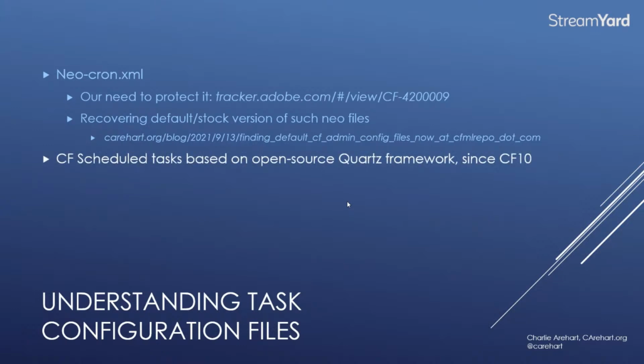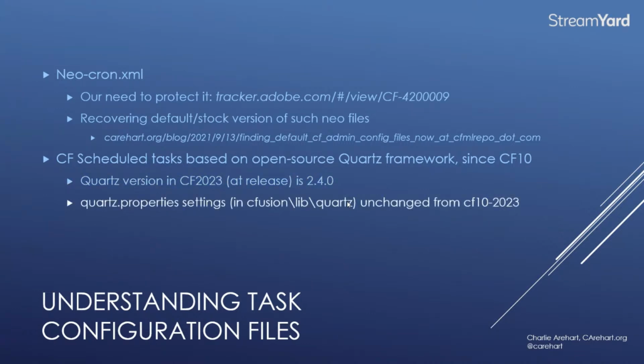And then again, the scheduled tasks are based on Quartz, and Quartz is 2.4 as of CF 2023. And the Quartz properties file for managing the Quartz aspect of scheduled tasks is in CFusion Lib Quartz, literally in ColdFusion's Lib Quartz under CFusion, like CFusion logs, there's CFusion Lib, and under that is Quartz. And the Quartz properties file is really the exact same file from CF10 to CF 2023. But the point is, if you want to look at it and tweak it, go to town. And when you read about it in the Quartz docs, there's where it is.